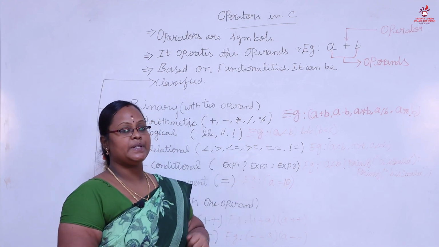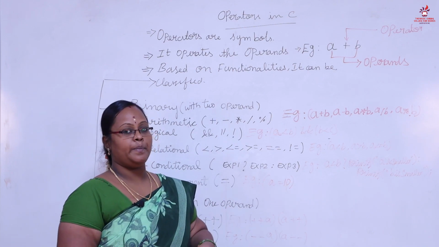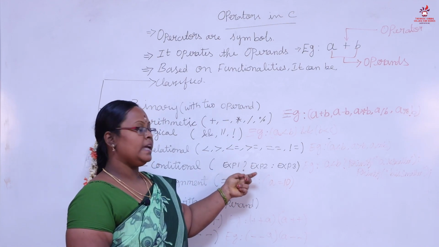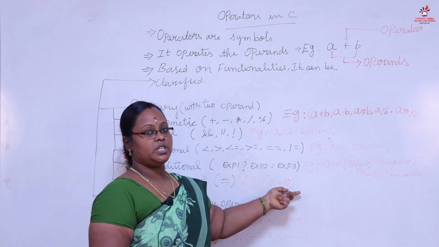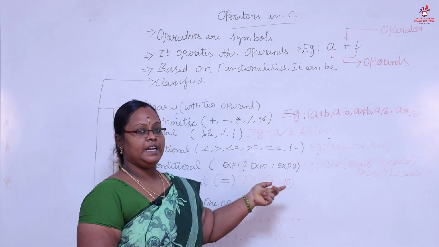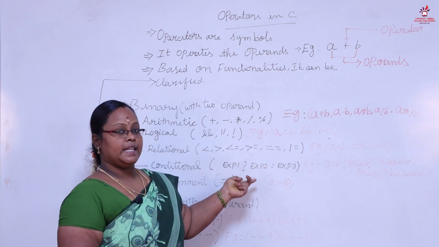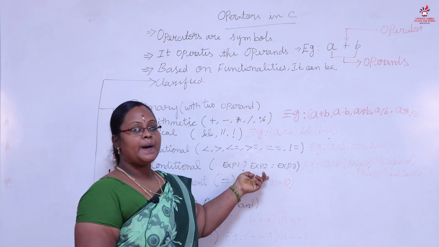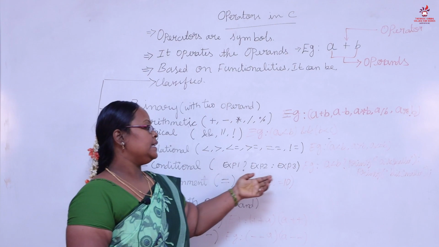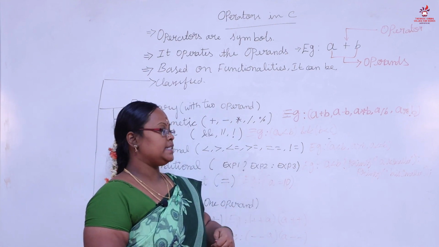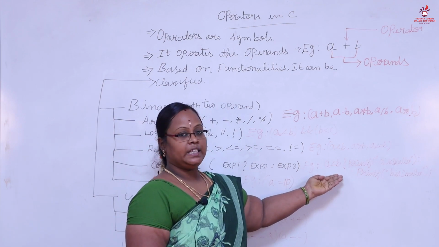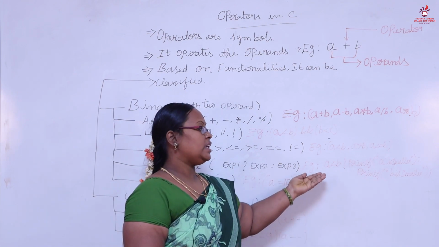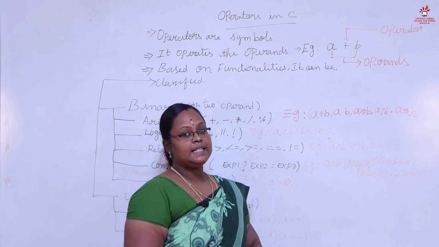And next, conditional operators. The conditional operator is a special operator. It is also called the ternary operator. The syntax for the conditional operator is expression 1, question mark, expression 2, colon, expression 3. Here expression 1 is the condition, expression 2 is the true part and expression 3 is the false part. If the condition is true, the true part will be executed. If the condition is false, expression 3, the false part, will be executed. Here is an example: we check the condition A less than B. If the condition is true, it will print that A is smaller. If the condition is false, it will print that B is smaller.